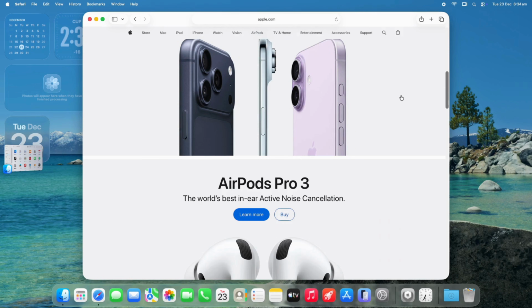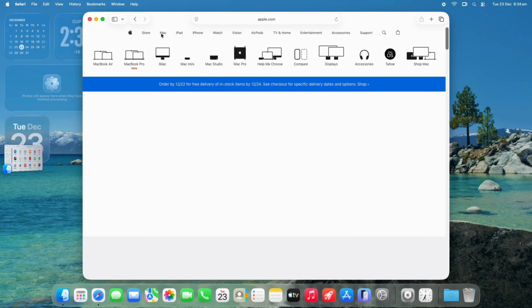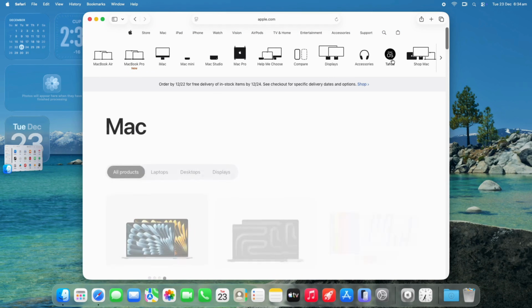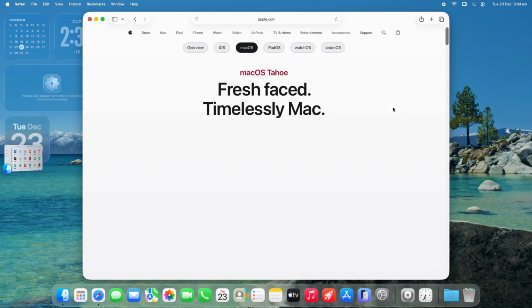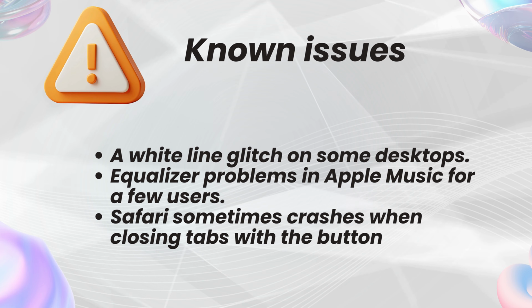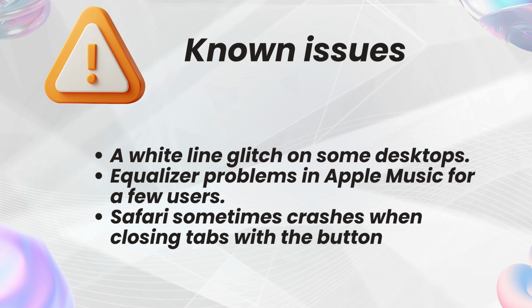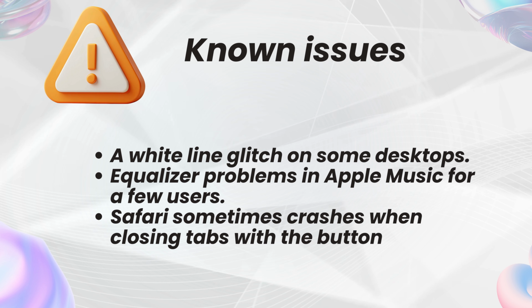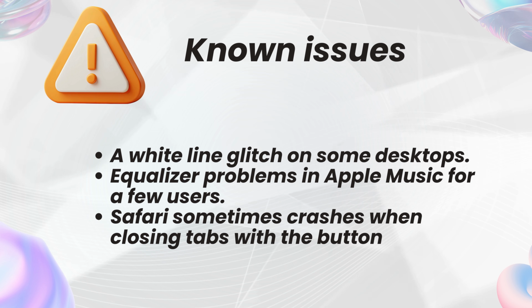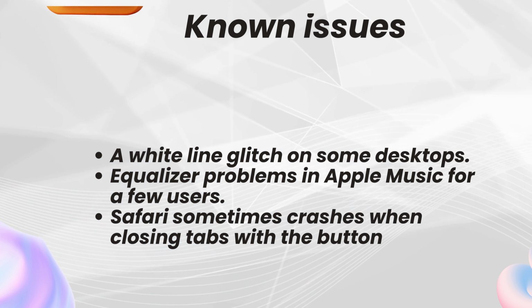No big new features here. Edge light reminders, cross-device alarms, podcasts AI chapter sparkles, Freeform tables, and Games library filters are all still there from Beta 2. Known issues that are still around: a white line glitch on some desktops, equalizer problems in Apple Music for a few users, Safari sometimes crashes when closing tabs with the button, use Command W as a workaround.